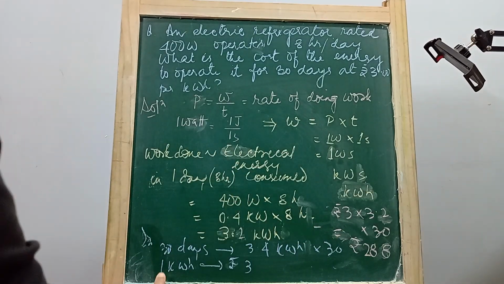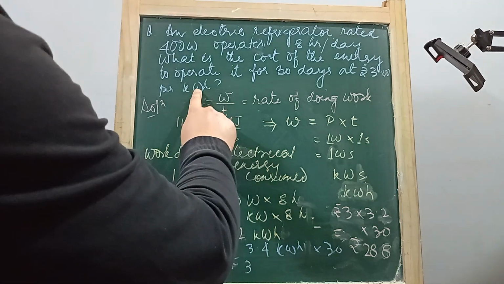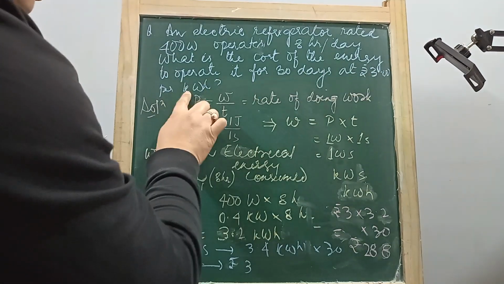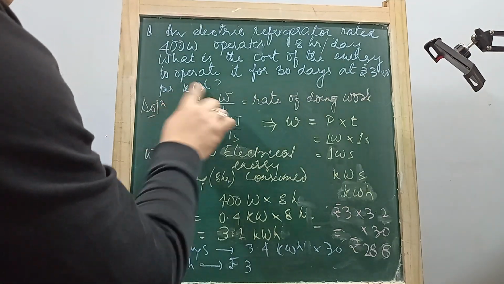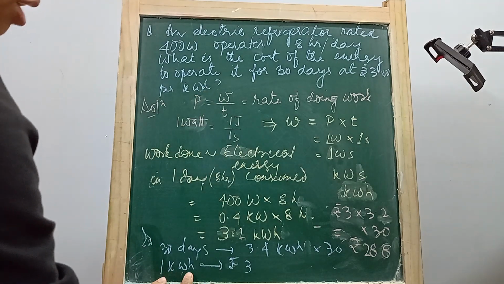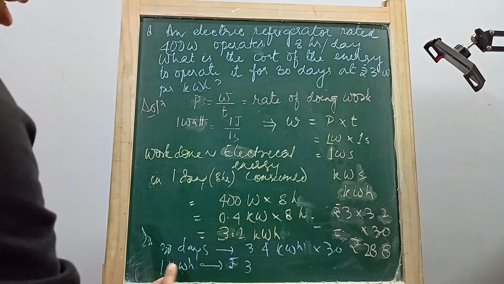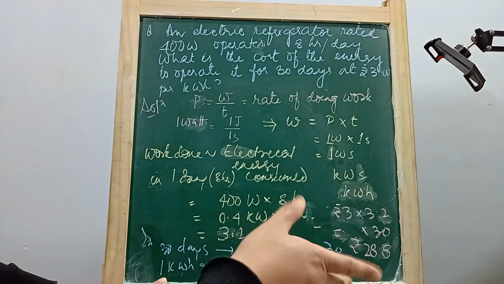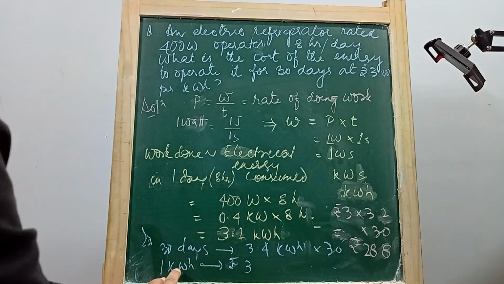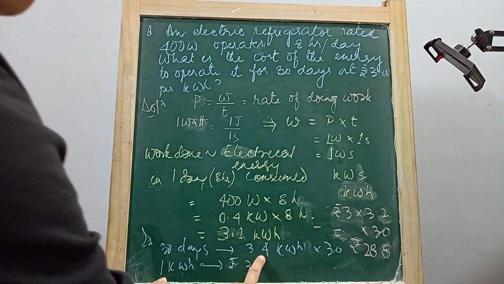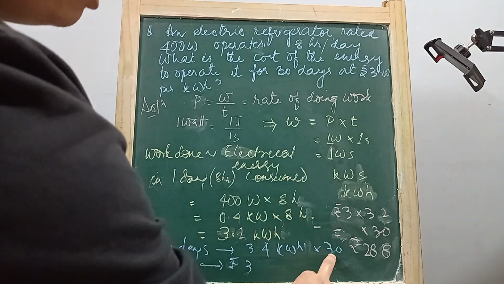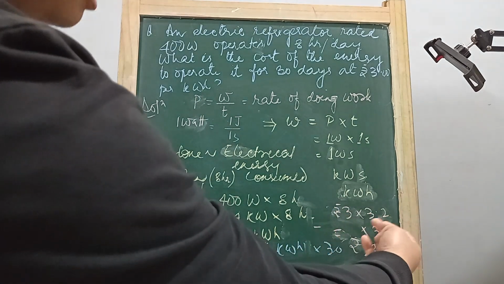So what is the cost of 1 kilowatt hour of energy? It is rupees 3 per kilowatt hour. The value of 1 kilowatt hour is rupees 3. Sometimes in the question they may say unit also. One unit of energy is rupees 3. So we are consuming this many units or kilowatt hours, so multiply by 3.